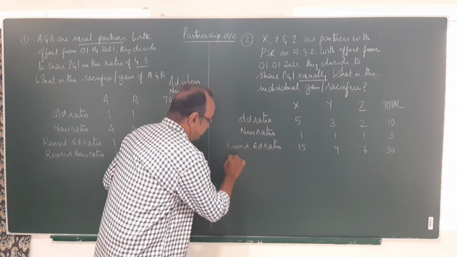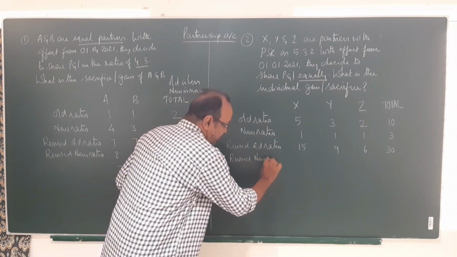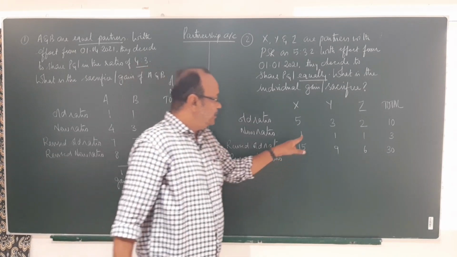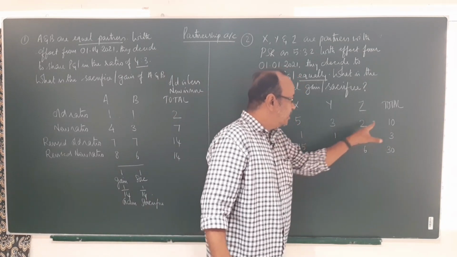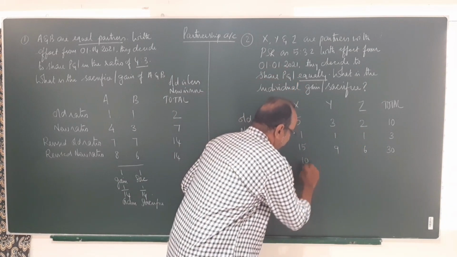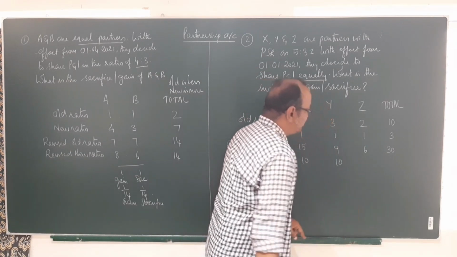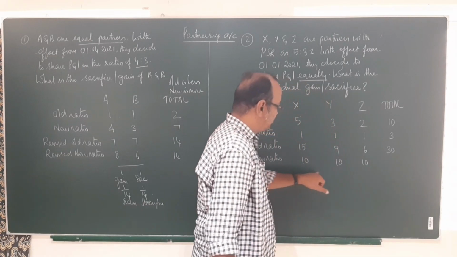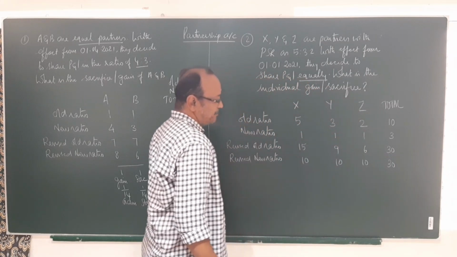The next one, revised new ratio. What is revised new ratio? New ratio multiplied by the old total. 1 into 10, 10. For Y also, 1 multiplied by 10 is 10. Z, 1 multiplied by 10 is 10. The total we get is 30.